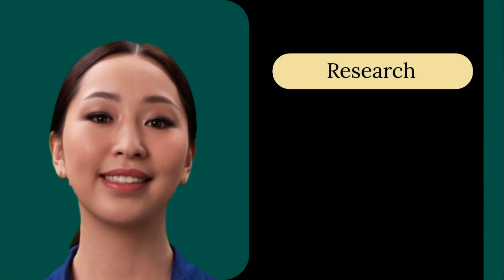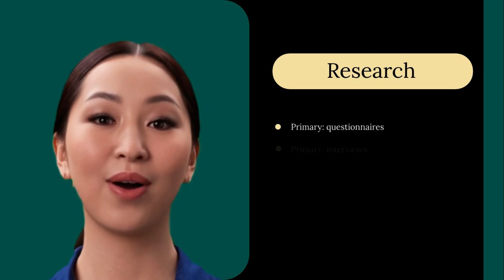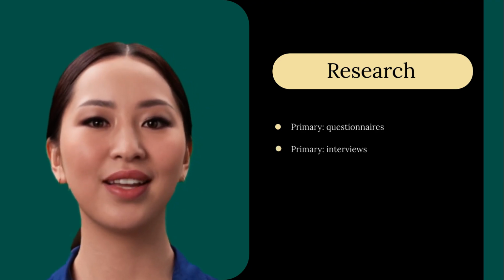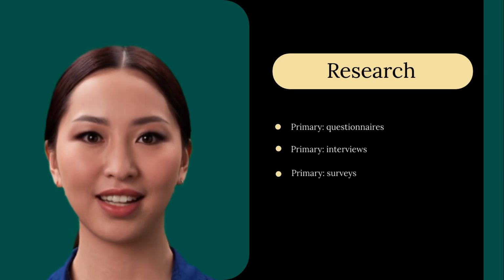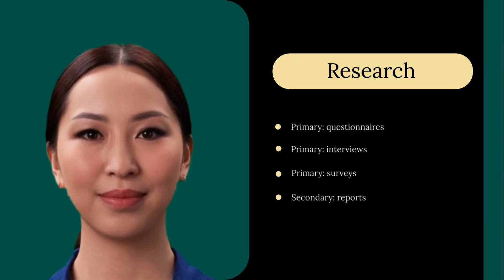Choose between primary and secondary research methods. Primary methods include questionnaires, interviews, and surveys. Secondary methods involve market reports and journals. Each method serves a specific purpose in data collection. Select methods that best fit your research needs.